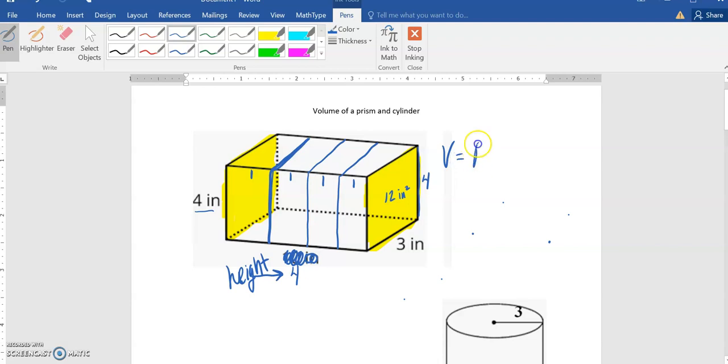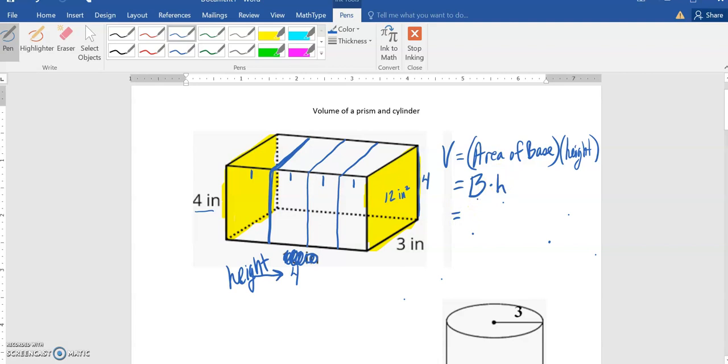So in this case, it's the area of your base times your height. And it's commonly written as capital B for area of your base. If you put lowercase b, that means the length of your base. But capital B means area of your base times your height.